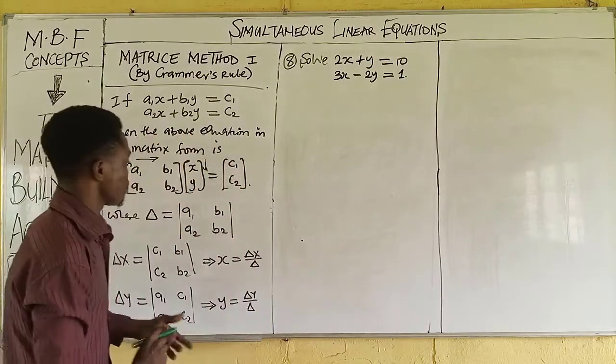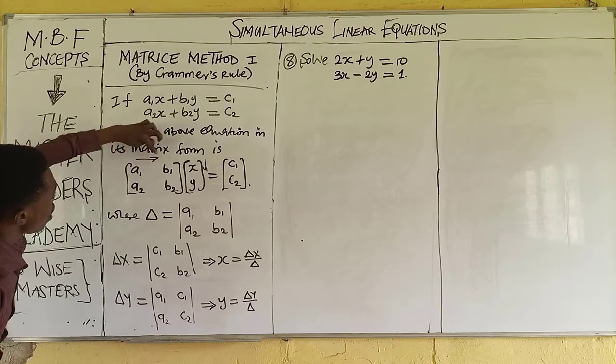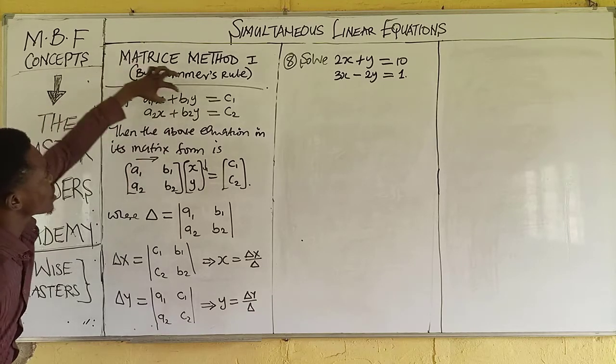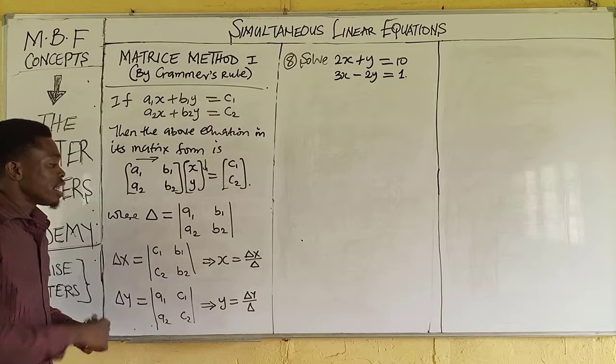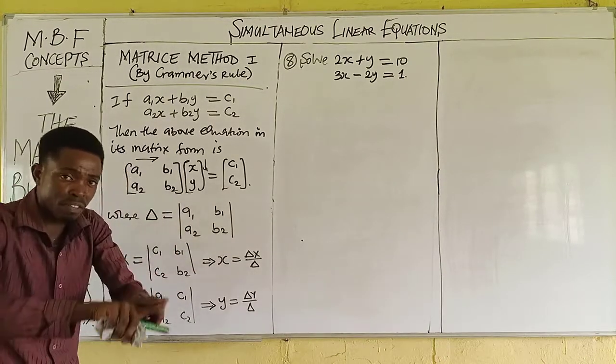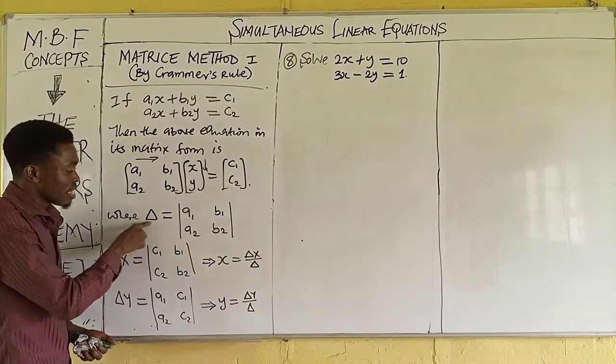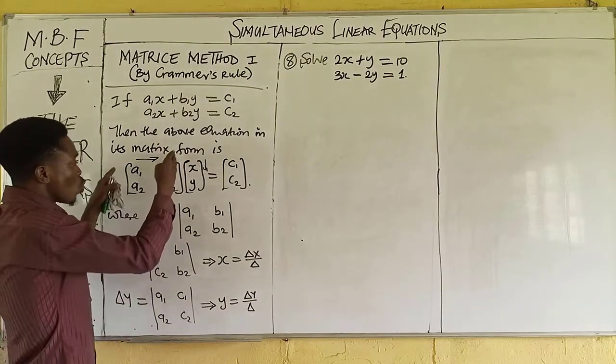Now listen carefully. If you look at it, A1, A2, B1, B2 are all coefficients of the variables. So the first thing you do is to determine the determinant of the coefficients of the variables. And that is given by Delta. So the determinant is equal to this.